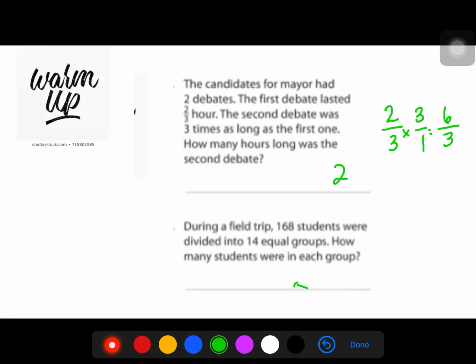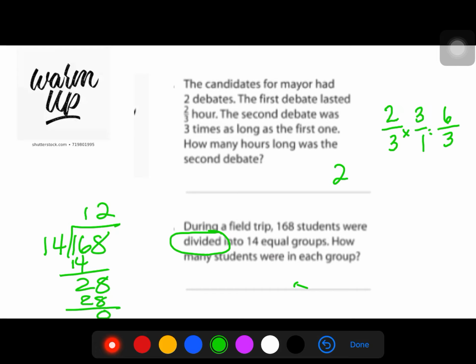During a field trip, 168 students were divided into 14 equal groups. How many students were in each group? And that is why the answer is 12. Excellent. Well, let's get started.